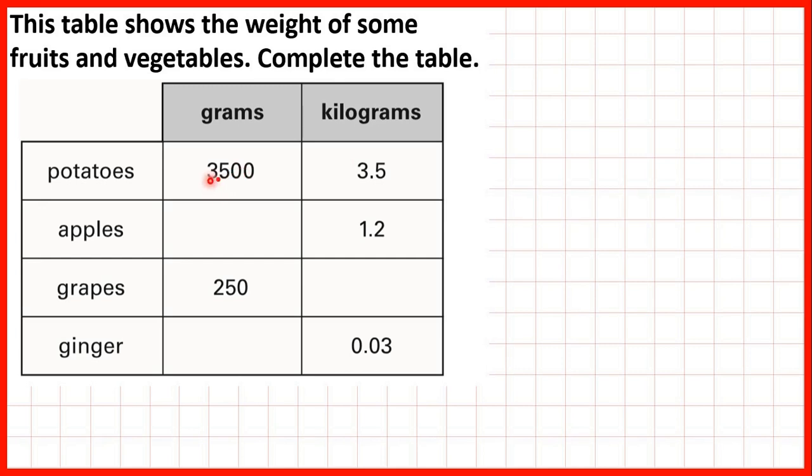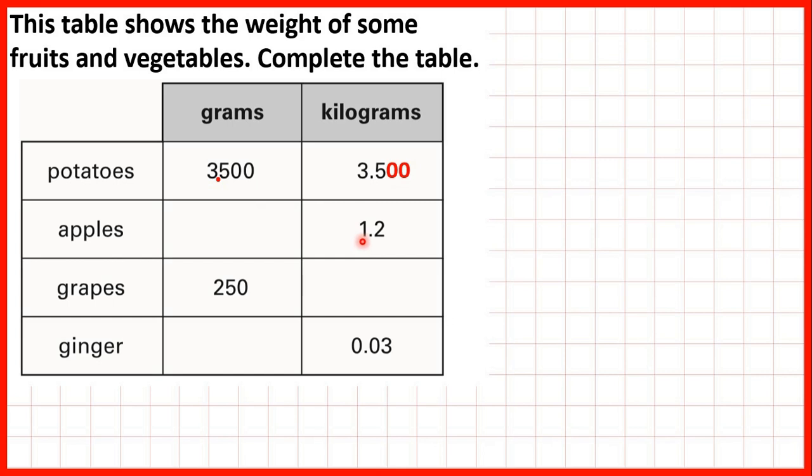And that gives us 3.500, which is the same as 3.5. Because remember, we can ignore zeros if they're on the end of decimals. Now they've given us 1.2 kilograms and we need to change that to grams. So we need to multiply by 1,000.